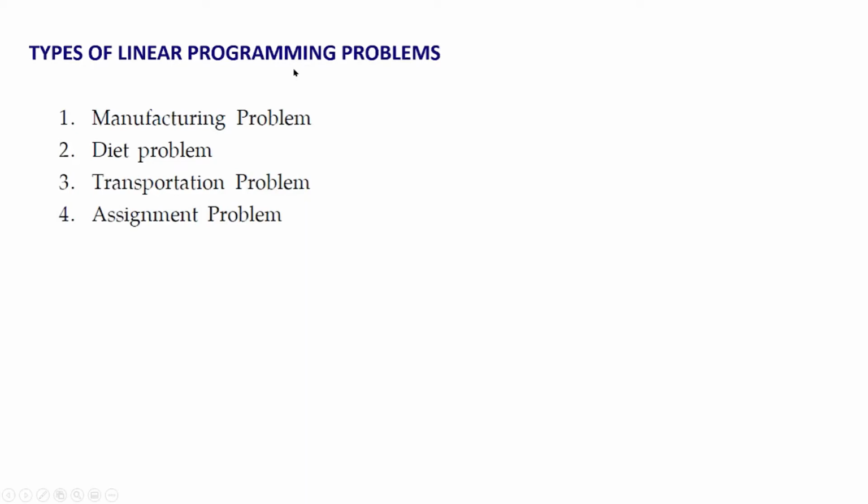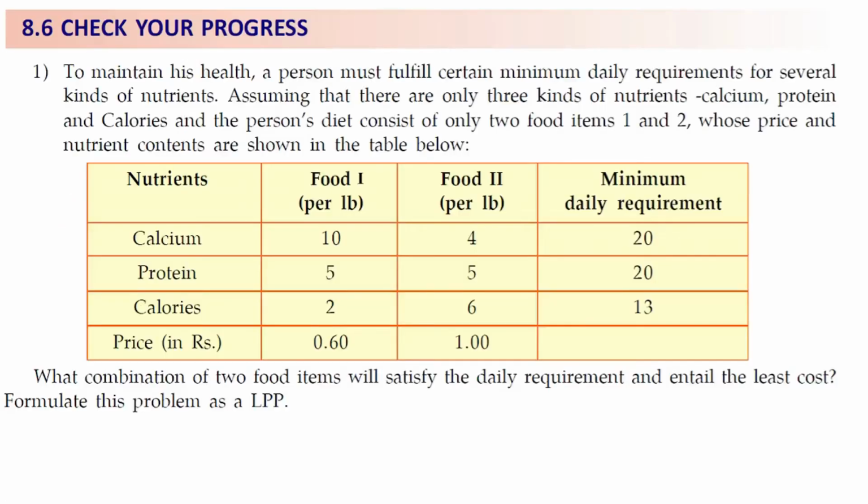And now the different types of linear programming problems. There are various types of linear programming problems. They are manufacturing problem, diet problem, transportation problem, and assignment problem. The example which we just now saw is a manufacturing problem. Now as we solve the questions from the exercise, I will tell which is a diet problem, which is a transportation problem, and which is an assignment problem. So as we see the question, it will be easy to understand each of these.